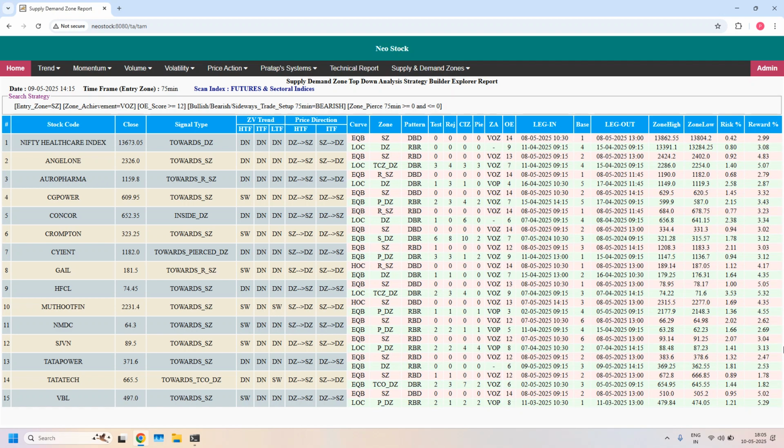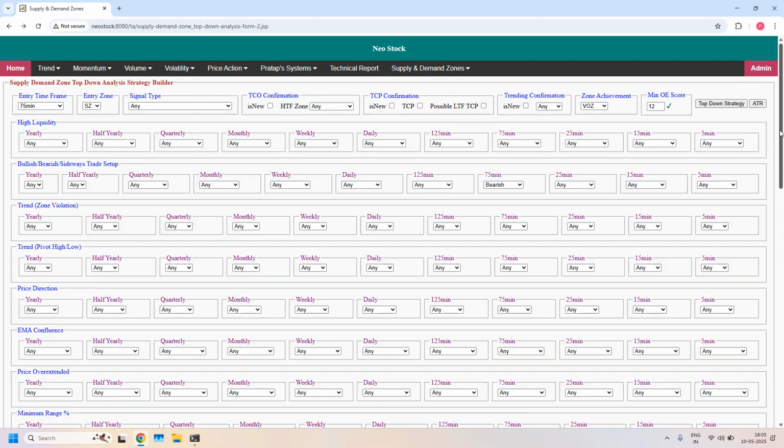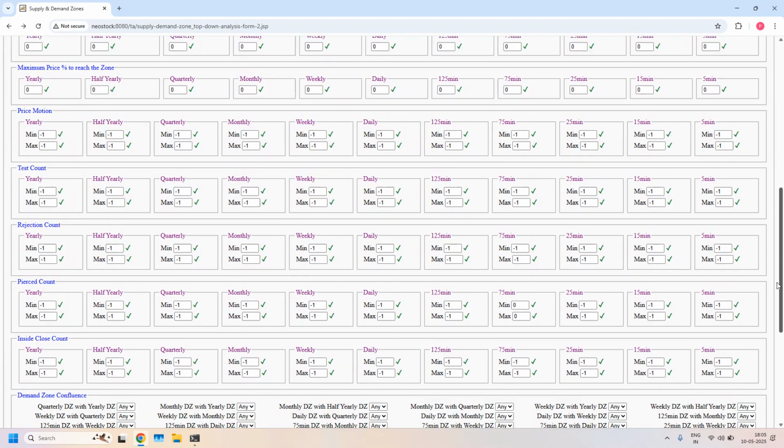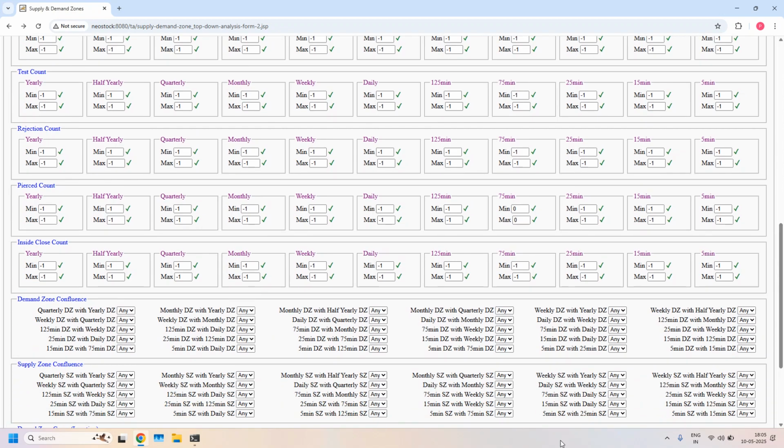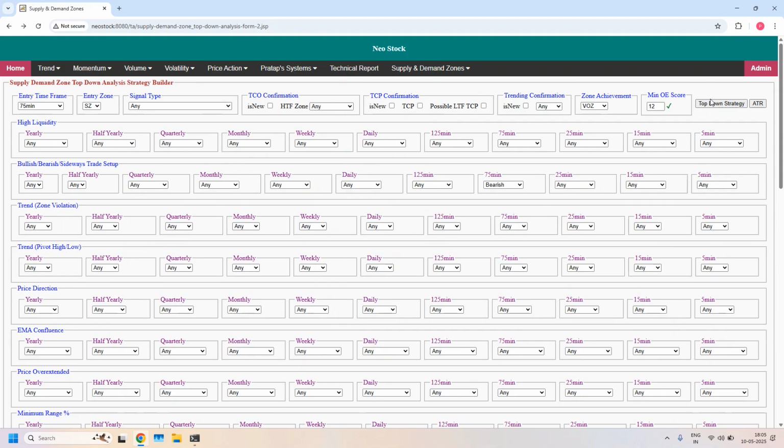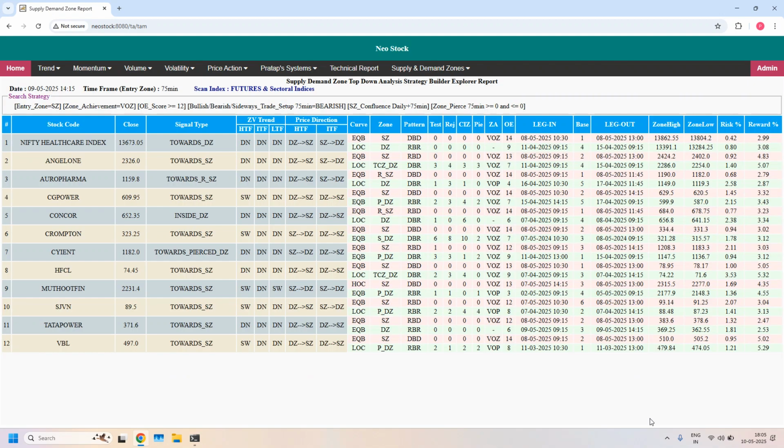First filter is LTF and ITF supply zone confluence. That is nothing but 75 minutes and daily supply zone confluence. So I am enabling the filter. By applying this filter on the 15 stocks, we got 12 stocks. In these 12 stocks, these 75 minute supply zones are overlapped with daily supply zone. And daily trend is down in all the stocks.